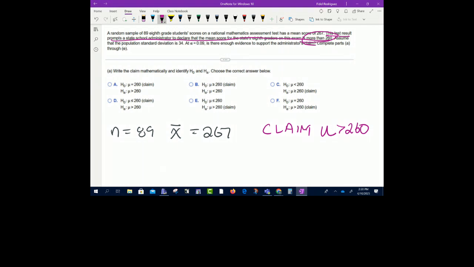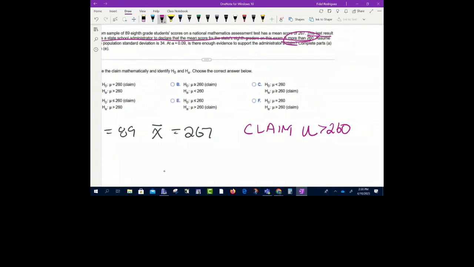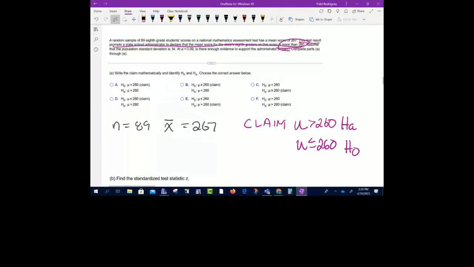Okay, I got a question for you guys. We did this on Tuesday. Do you remember, is that my H0 or is that my Ha? That's the Ha. Okay, so remember, y'all, the H0 is going to be the opposite. If the claim is that it's bigger than 260, then the opposite would be it has to be smaller than or equal to 260.